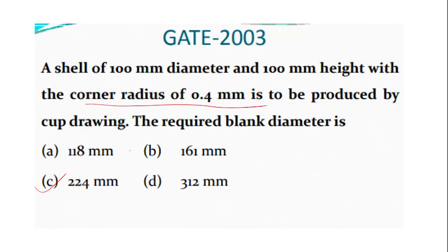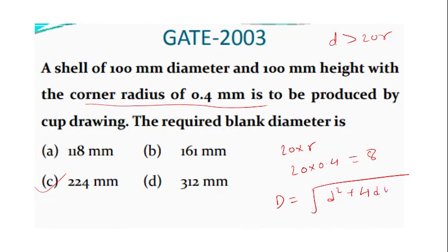So in this, just to confuse you, they have given the corner radius. So firstly, what we have to find is 20R. If you do 20R, that is 20 into 0.4, that will come to 8. So you can use this condition, that is D is greater than 20R. So you have to go with this formula only, that is D equals under root d square plus 4dh. When you put the values, it will be 100 root 5, then it will come around 223.60 mm. So your option C will be correct.